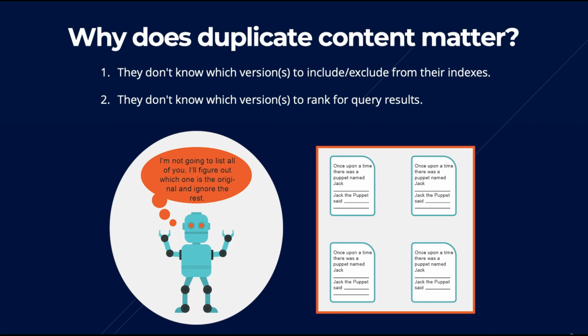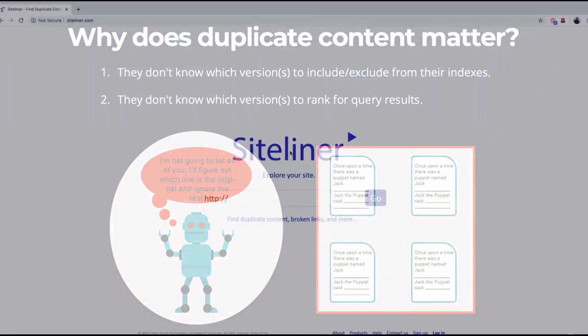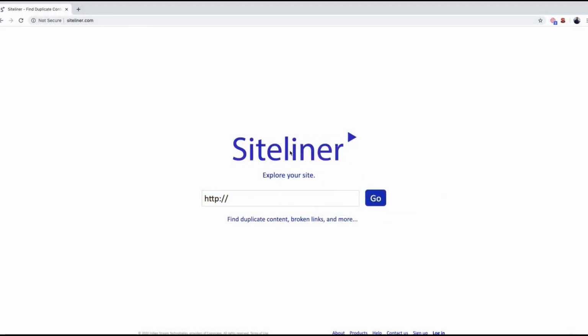So now we understand why we shouldn't have duplicate content. It's time to go over to our browser and I'll show you a tool we can use to find all the duplicate content you have on your website. So this is the tool I recommend for checking your website for duplicate content. The website is called Siteliner, siteliner.com.